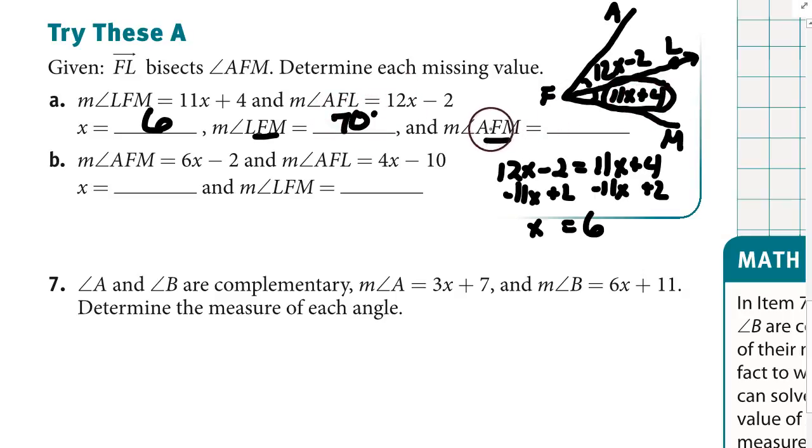We're also asked for angle AFM, but we have to know what that is. So you look in the drawing. A to F to M, that's the large angle. If just half of the angle is 70, then that large angle is 140 degrees. I'm going to pause the video for you to try question B.